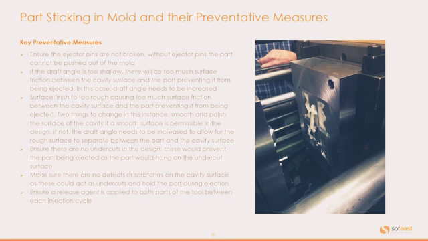Ensure there are no undercuts in the design. These would prevent the part from being ejected, as the part would hang on the undercut surface. Make sure there are no defects or scratches on the cavity surface, as these could act as undercuts and hold the part during ejection. Ensure a release agent is applied to both parts of the tool between each injection cycle.